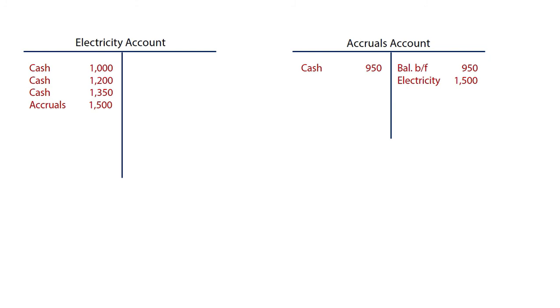The last payment of $1,500, which is supposed to be for the 3 months ending 31st March 2022, has not been paid because the bill has not been received. So it becomes an accrual. So we debit the electricity account, and instead of getting to credit the cash, we go to credit the accruals account in the name of electricity, balancing the account.